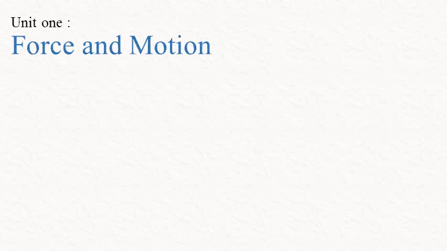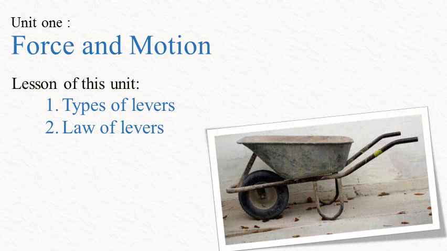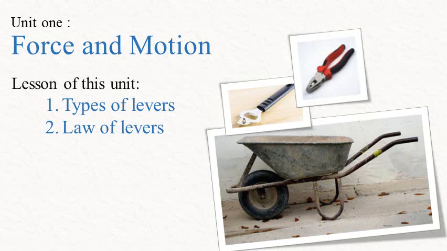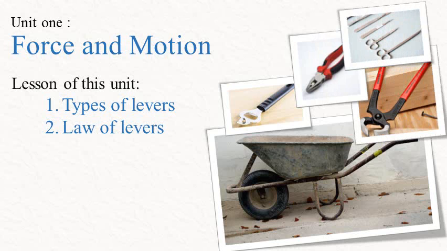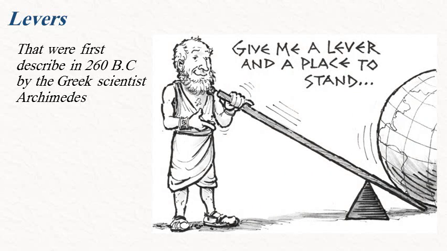Unit 1 consists of two lessons. First one, types of levers, and second one, law of levers. On the other side, there are examples of levers in images. The biggest image, wheelbarrow, bottle opener, pliers, scissors, and pincers. Levers were first described in 2610 before Christ by a Greek scientist, Archimedes. He said, "Give me a lever with a rigid bar and a place to stand, I can equilibrate the world."